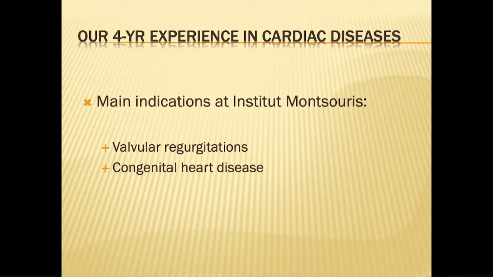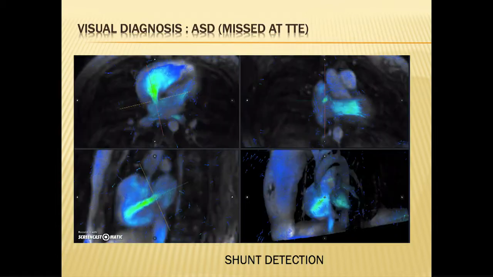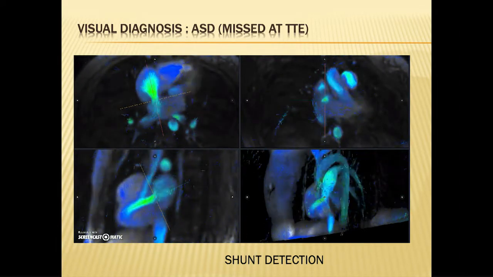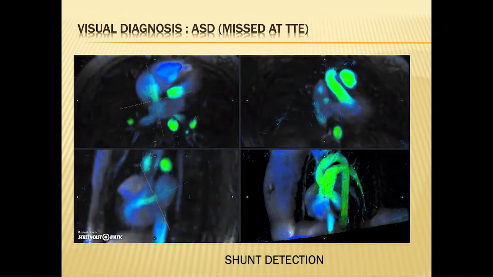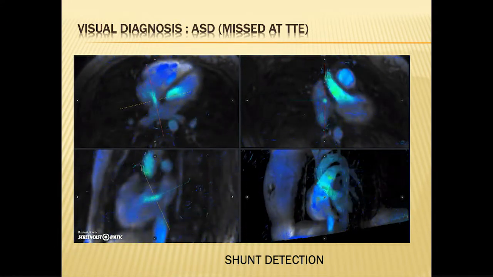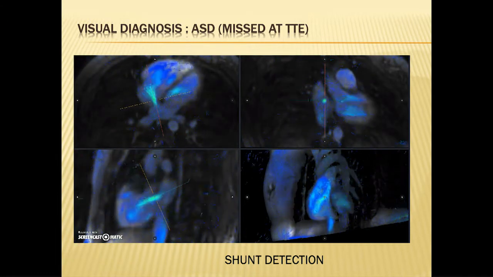And for congenital heart disease, we are not in a typical congenital heart disease center, but we regularly have a case of grown-up congenital disease. So this is a typical clinical situation. My topic is really a clinical topic. It's our daily life in our center.